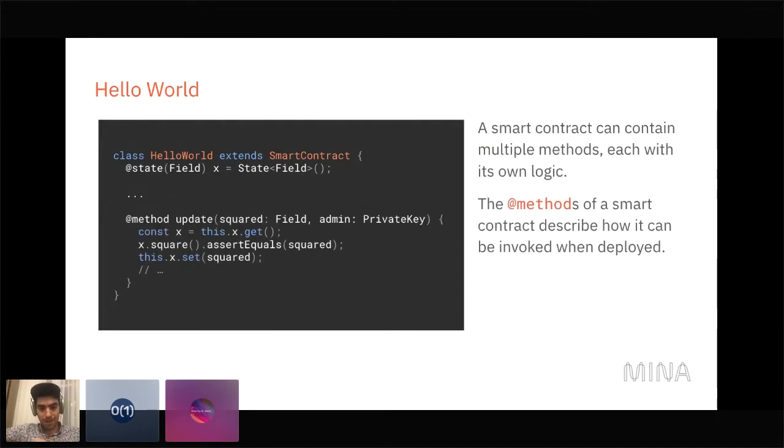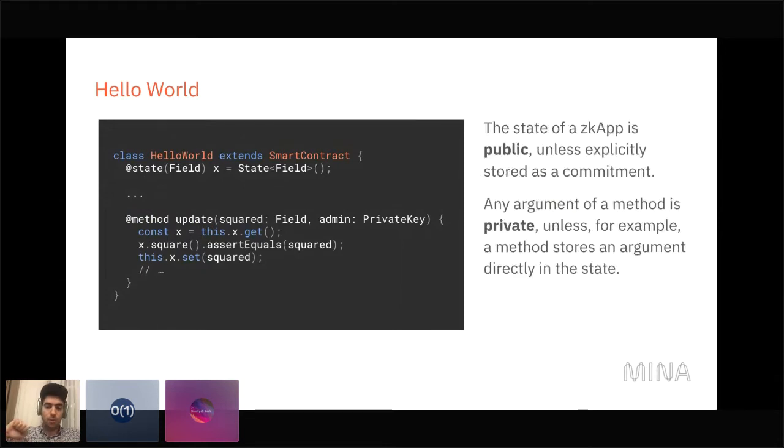Okay, so update. This is a method. It has an @method decorator. And smart contracts can have multiple methods. In this case, we're only going to show one. Each method can do different things. The methods of the smart contract are the actual pieces of logic that users interact with when they're playing with a DApp. So in this case, we are using public and private state.